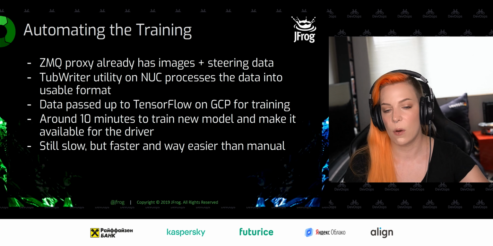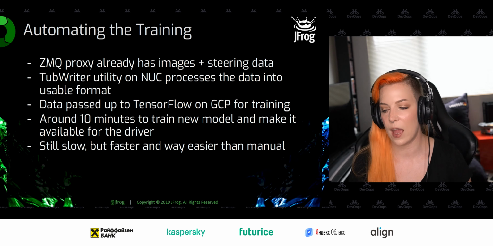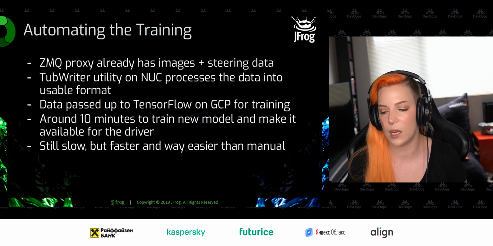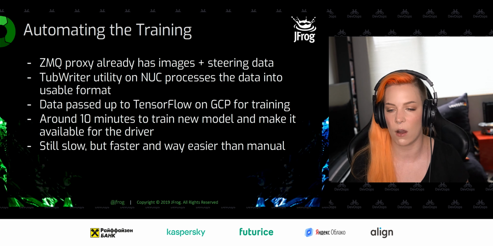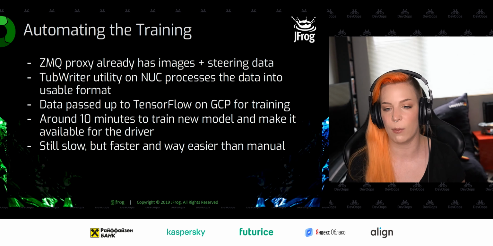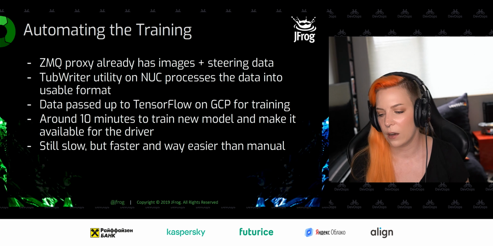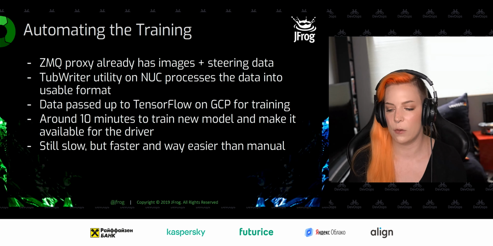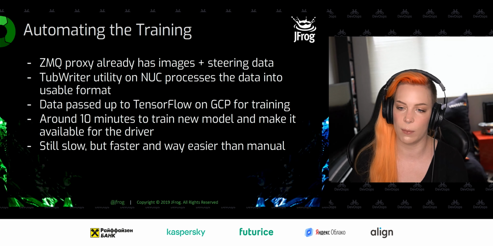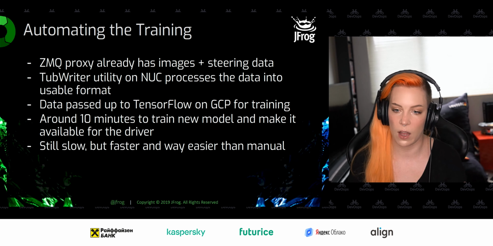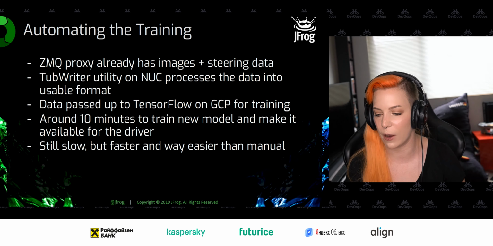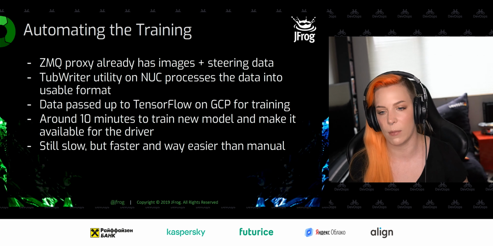So we also need to automate the training. This was actually relatively low effort once we got over some hurdles related to TensorFlow on GCP. Even though TensorFlow on GCP is allegedly well documented and explicitly supported, it was more trouble than we expected. Since we were getting the images and corresponding steering data from the car via our ZMQ proxy, we were able to pass that data along to a tub writer utility, also running on the NUC under the seat that is responsible for most of the demo, and then pass it up to GCP to train the model there.